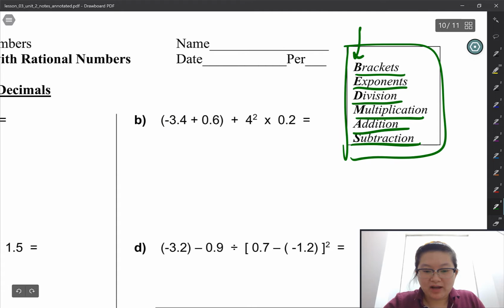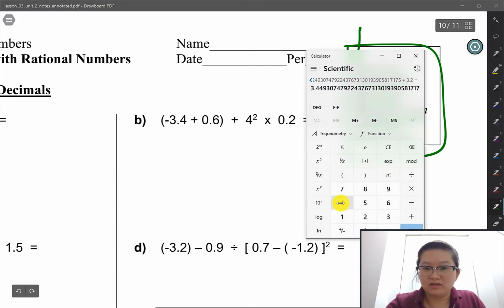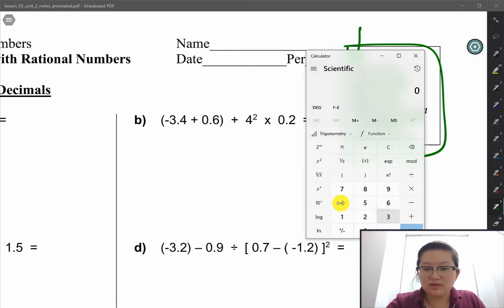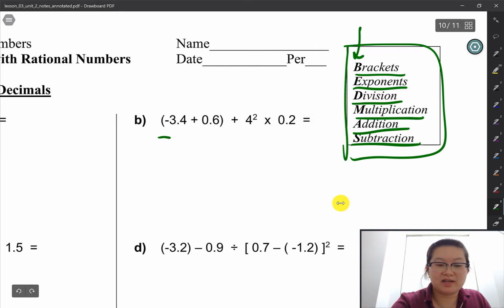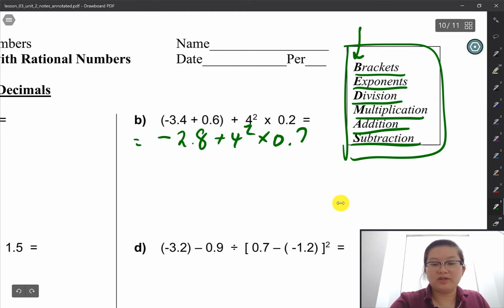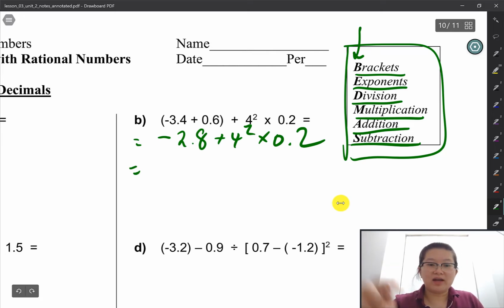We have some brackets which we probably need to resolve first. So let's take 3.4 minus 0.6, which is effectively negative 3.4 plus 0.6. I'm just going to slap a negative sign in front. Negative 2.8 plus 4 squared times 0.2. Okay, now we're done with the brackets. Here, let's just put that in brackets just to show that.